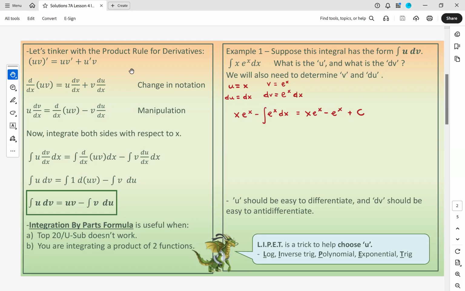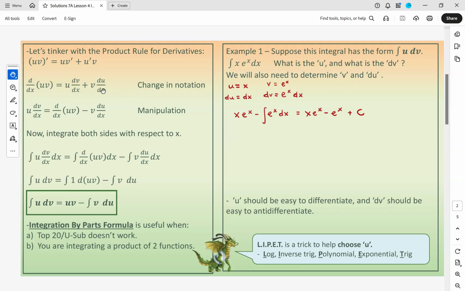The rule that we're going to see today is somewhat the opposite of the product rule for derivatives. In fact, we're going to start with a version of the product rule for derivatives. I've got (uv)' equaling u times v' plus u' times v. In the next line of work, I'm just changing the notation. I don't really love the primes, so here's another way to write these ideas: the derivative of uv with respect to x equals u times dv/dx plus v times du/dx.